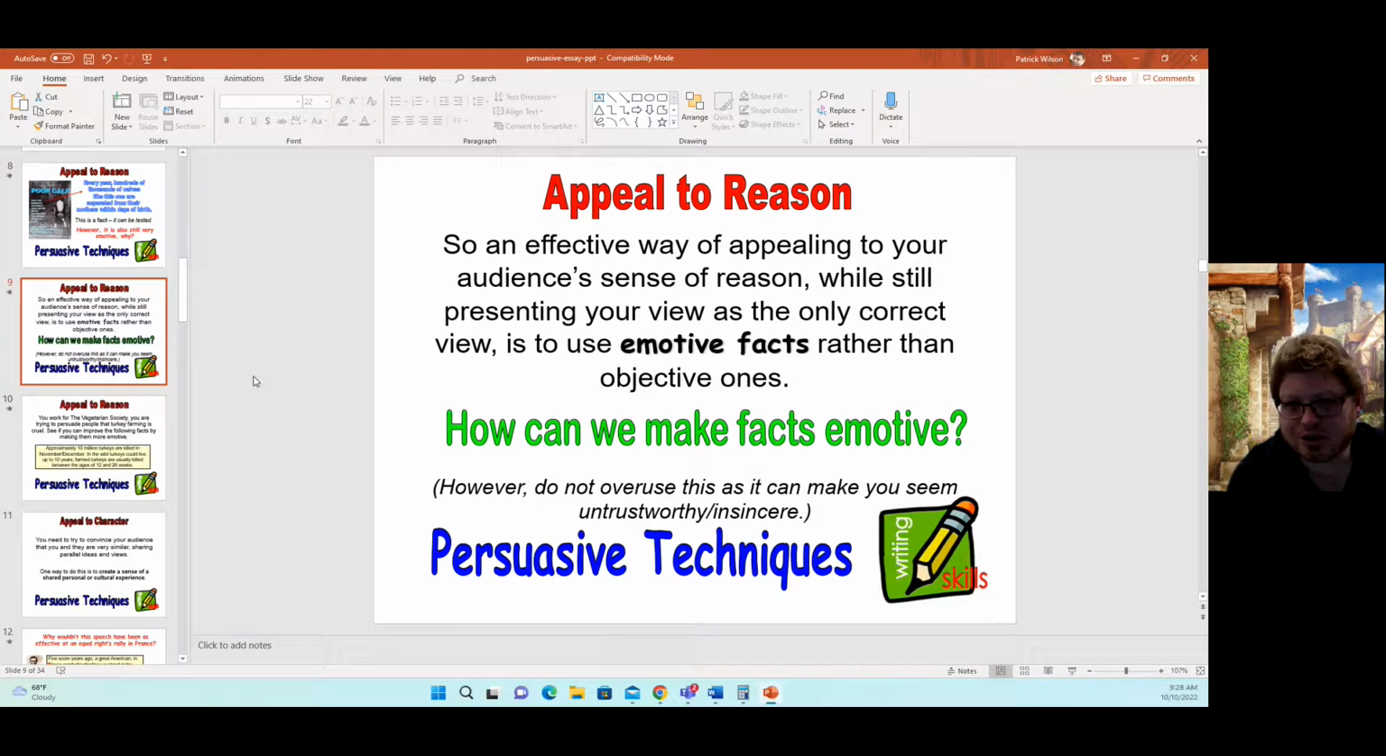Again, going back to this appeal to reason. An effective way of appealing to your audience's sense of reason while still presenting your view as the only correct view is to use emotional facts or emotive facts rather than objective ones. How can we make facts emotive? However, you do not want to overuse this, as it makes you seem untrustworthy and insincere. So you want to be careful about using the emotion here.